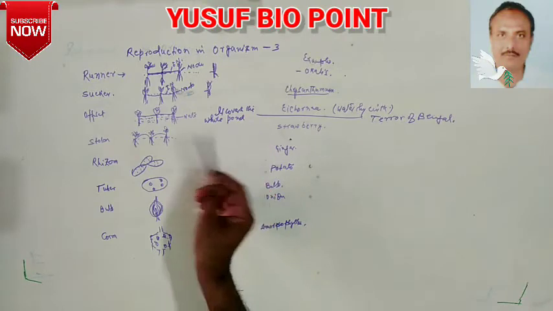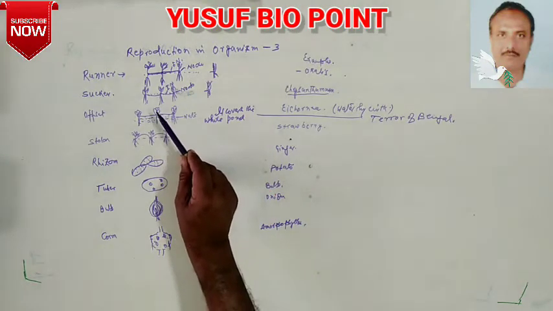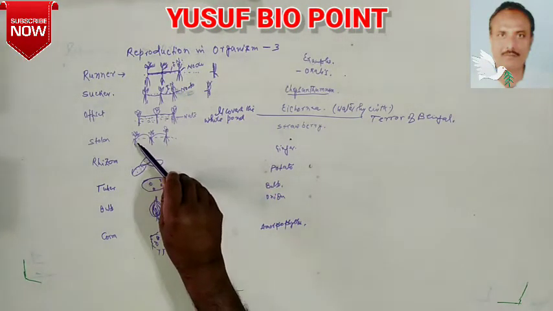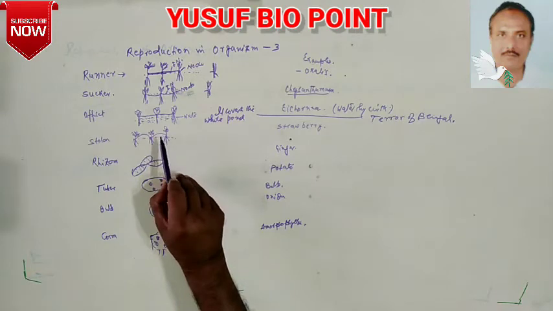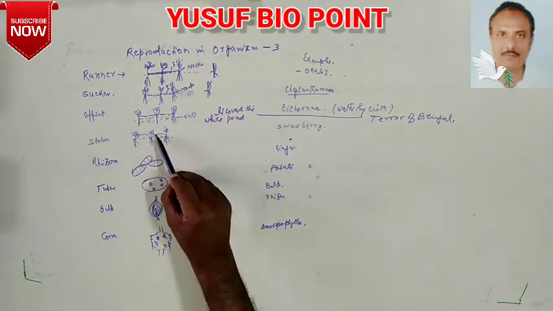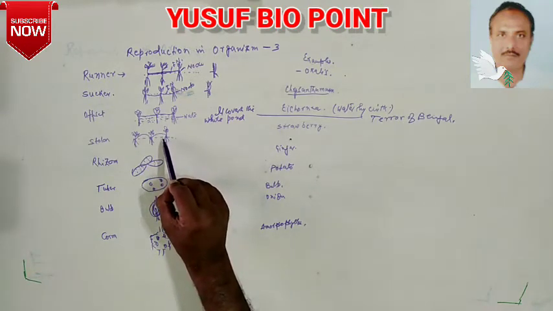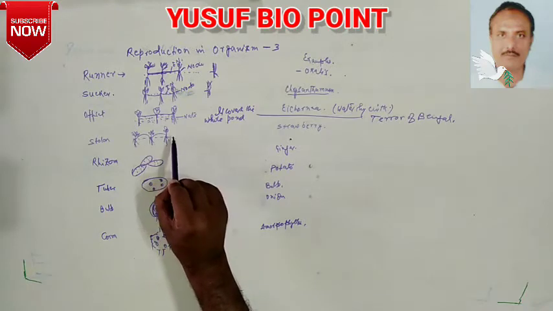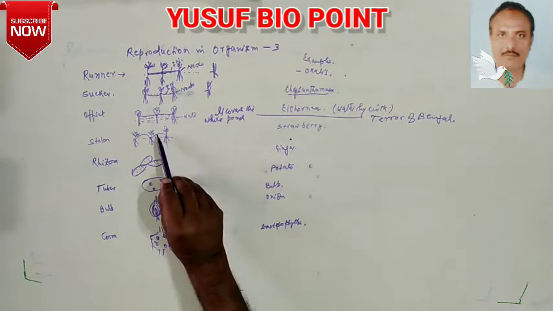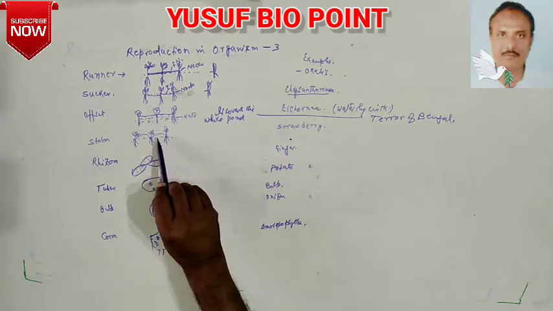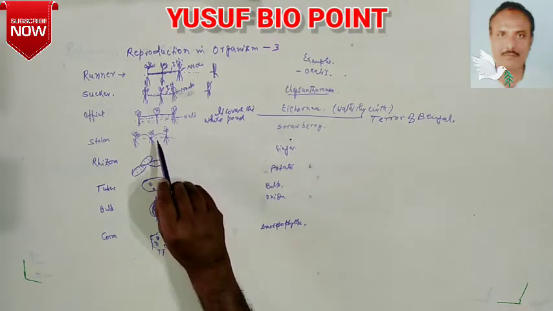Next one is stolon. Example is strawberry. This is like sucker, but the only difference is that the internode is above the ground. You see, this is the internode and this is the node. In this way it spreads, and if the internodes are broken down, the remaining parts will pass an independent life.